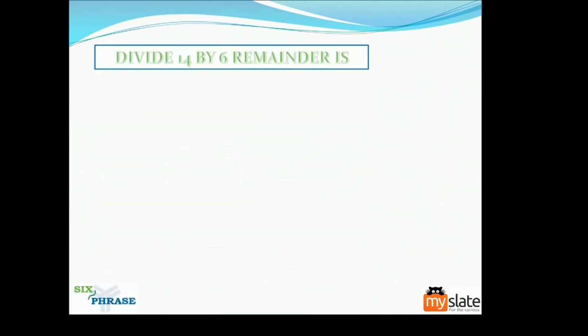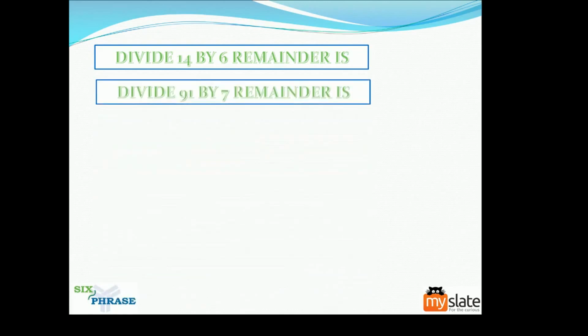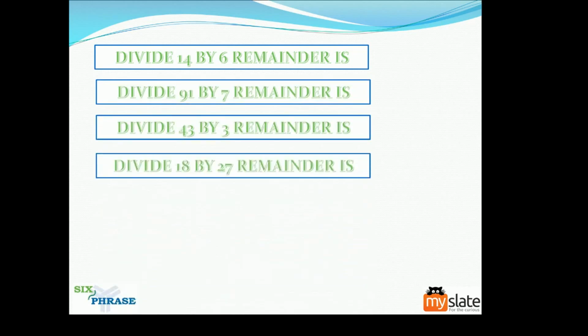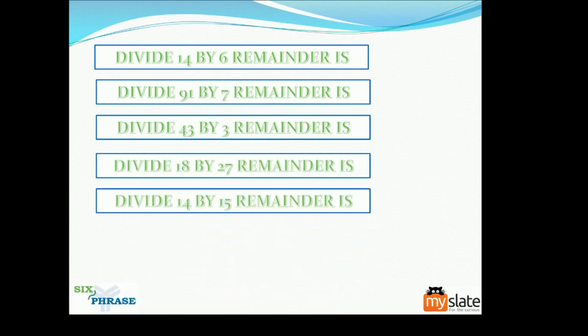Now, let us get deep inside remainders and really understand what remainders are. Just look at these questions. Divide 14 by 6. Divide 91 by 7. Divide 43 by 3. Divide 18 by 27. Divide 14 by 15. Superficially, on the outside, they may all seem like they belong to the same category, but they don't.